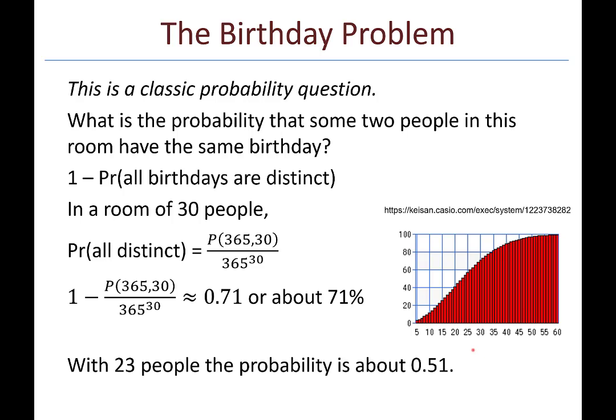In fact, here's a little graph I found online. You can see the number of people in the room on the bottom, and then the percent likelihood that two or more people share the same birthday is graphed vertically. And this is pretty amazing, right? Once you get up around 55, 60 people in a room, it is almost certain that some two people have the same birthday. So there it is, the power of probability, and all done with the kind of mathematics we studied in 6.1.